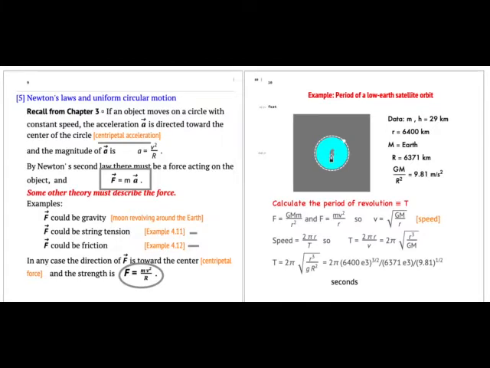That point is the center of the Earth. Here's the radius of the Earth. That distance is the radius of the Earth. Here's the height of the satellite. We call that H. That's the height of the satellite above the surface of the Earth.